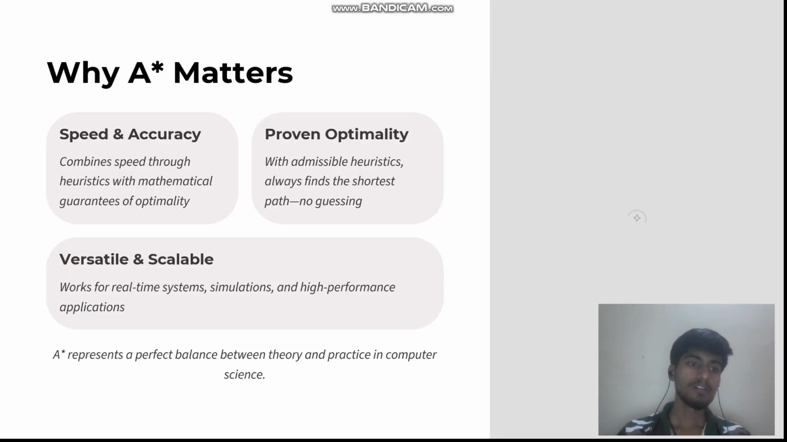Why A-star matters? A-star matters because it combines speed and accuracy. It uses a heuristic for fast decision making while mathematically guaranteeing the shortest path. It's versatile, works in real-time systems, and is scalable in simulations and AI models. In short, A-star is a perfect balance between theory and real-world performance.